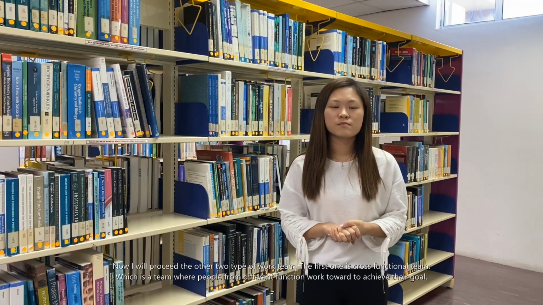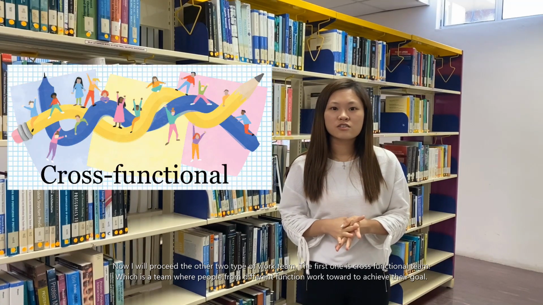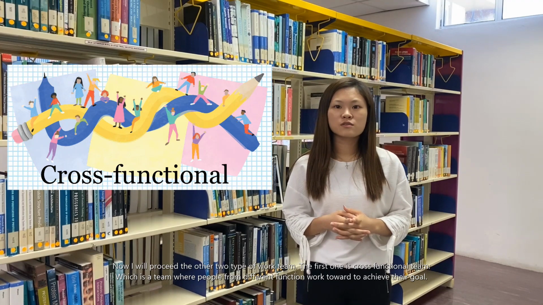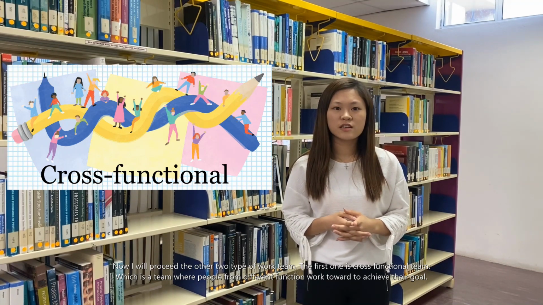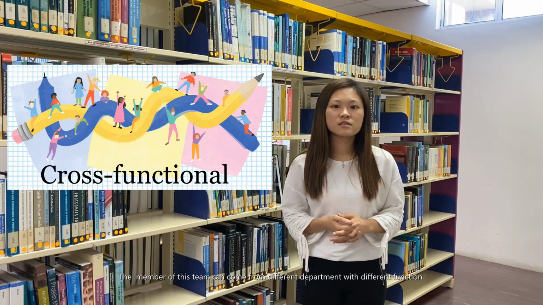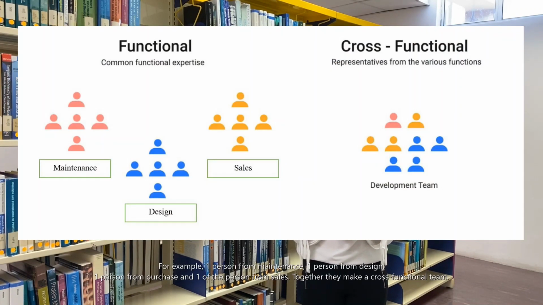Now I will proceed with the other two types of team. The first one is cross-functional teams, which are teams where people from different functions work together to achieve their goals. The members of these teams can come from different departments with different functions. For example, one person is from maintenance, one person from design, one person from purchasing, and the other persons are from sales. Together, they make a cross-functional team.